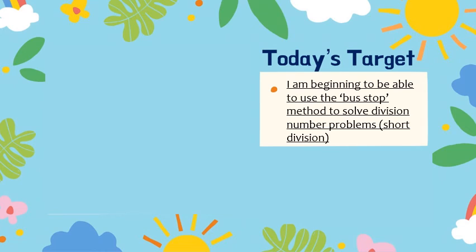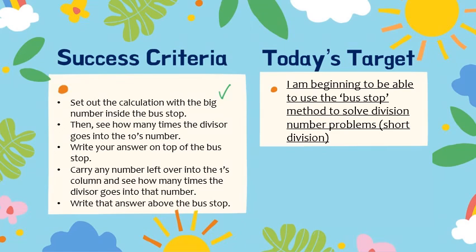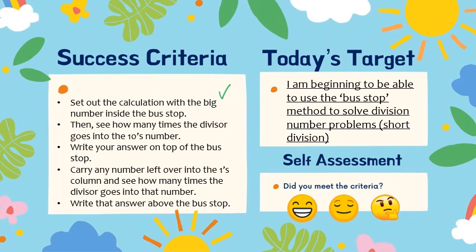Then write that answer above the bus stop. Follow these steps to ensure that you're successful. Set out the calculation with the big number inside the bus stop. Then see how many times the divisor goes into the tens number. Write your answer on top of the bus stop. Carry any number left over into the ones column and see how many times the divisor goes into that number. Then write that answer above the bus stop. When you have finished, check your work against the answers on the next page. Did you meet the criteria?